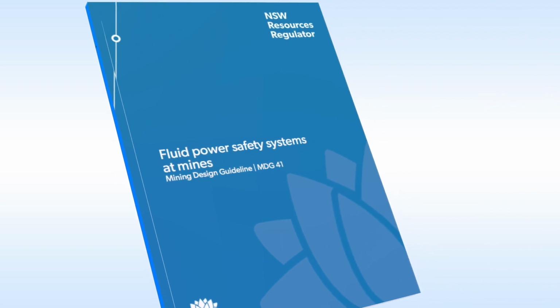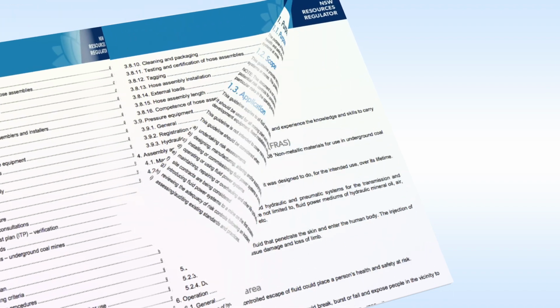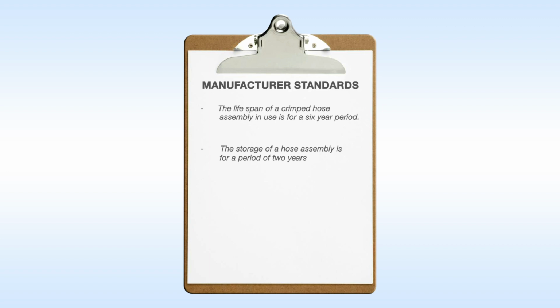Referring to Mining Design Guideline MDG 41, Fluid Power Safety Systems at Mines, Section 1.5.10, Hose Service Life: the effective lifespan of the hose, whereby the hose meets the required factor of safety and the required likelihood of failure, is typically a maximum of 8 years. Another standard by a manufacturer of equipment used at mines states, in short, the lifespan of a crimped hose assembly in use is 6 years. The storage of a hose assembly is for a period of 2 years, and the storage of a hose without fittings is 4 years.